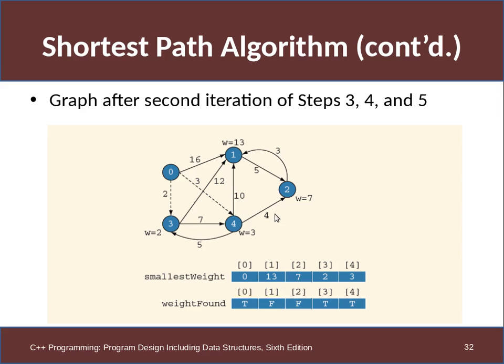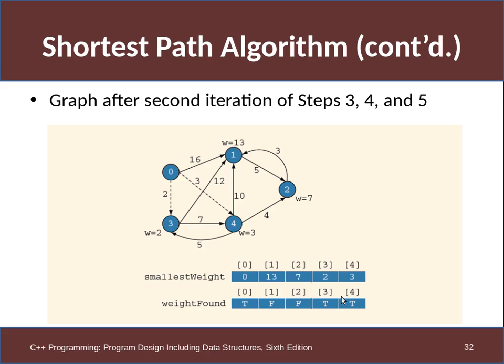But it takes 3 plus 4, which is 7, to get to 2. That's less than infinite, so we go ahead and update this value to 7, because that's less than infinite. Now that we've gone through this array, we repeat the process.